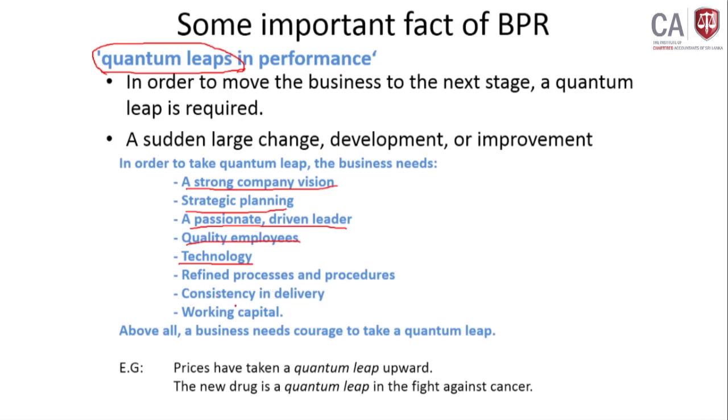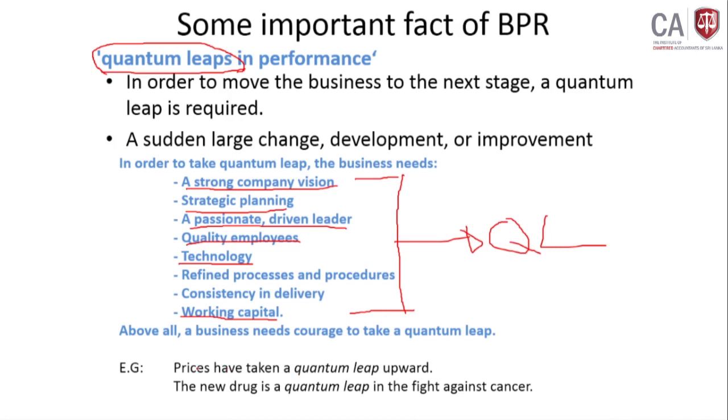Consistency in delivery. You can have a very good consistent delivery. There should not be any delays. Your supply chain should be working in a good manner, and working capital. You should have a very good working capital. Above all, a business needs courage to take a quantum leap. So, if your organization is doing all these things, then you will be getting a quantum leap.